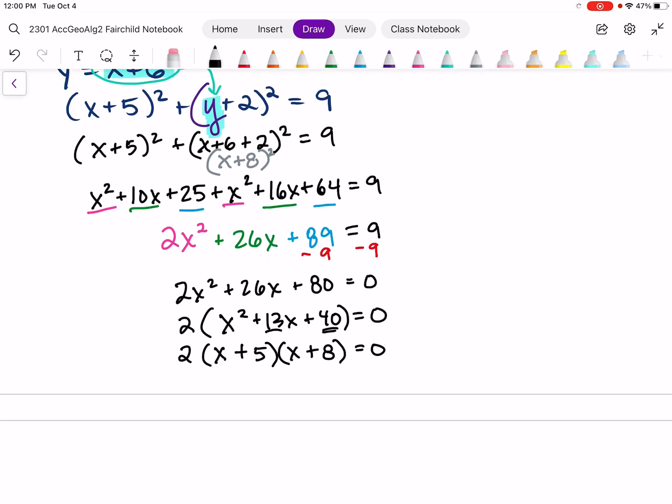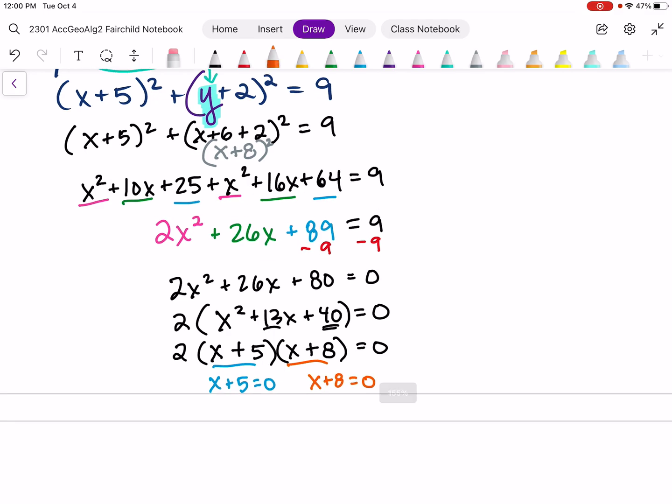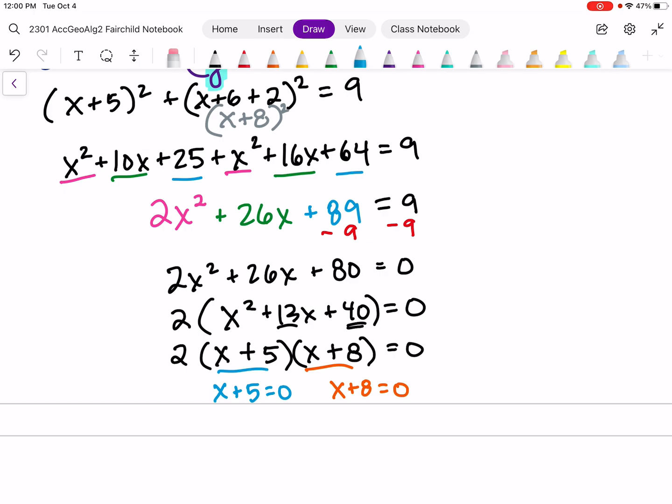Now that I have the factors, I know that one of these needs to be 0 in order for this whole equation to equal 0. So I'm going to set x plus 5 equal to 0, and I'm going to set x plus 8 equal to 0 and solve. So first one, I'm going to get x equals negative 5. Second one, x equals negative 8. So remember, the solution to a system is an ordered pair. This one is a circle and a line, so in this case, you can see it has two solutions. X is negative 5 in one of those, and x is negative 8 in the other one.